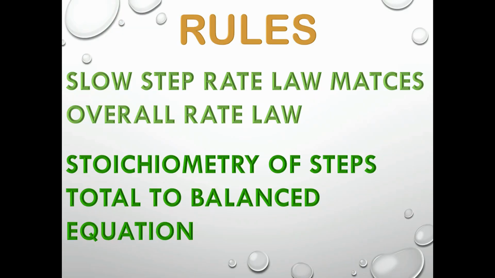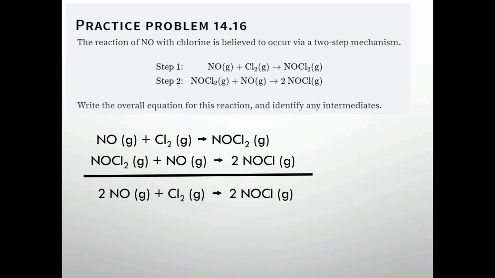Okay, so these are my rules. I have to know that my mechanism overall matches the stoichiometry, the balanced equation, and that the slow step matches the rate law. Okay. So I've got a reaction here where I say NO plus Cl2 goes to NOCl, and I want to know what that is. So my overall reaction here is 2NO plus Cl2 goes to 2NOCl.